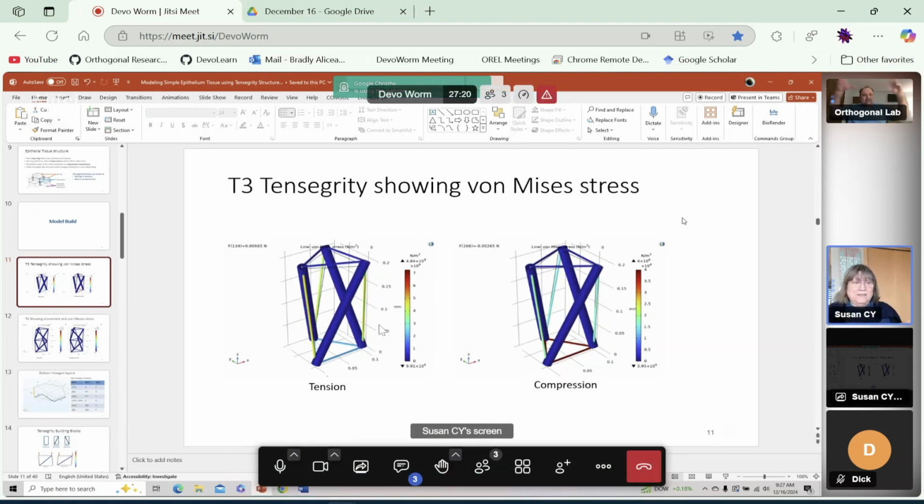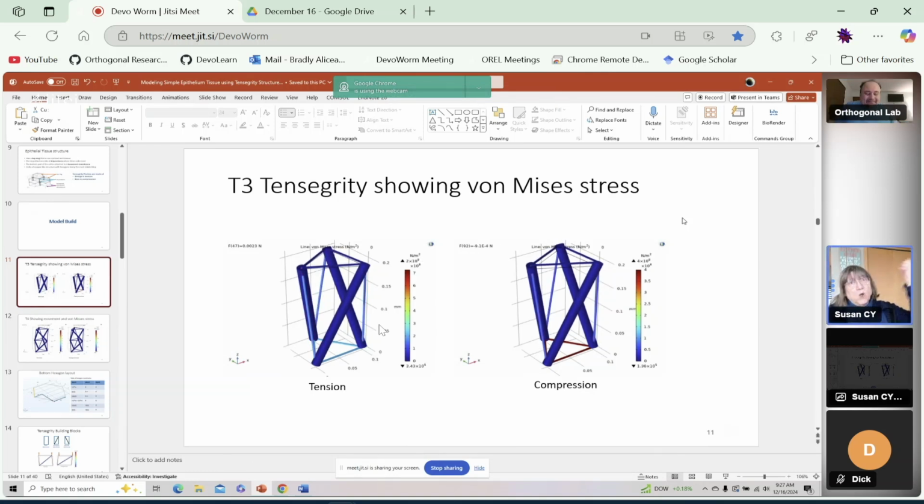Could you have the model, the physical model, actually hold it up and say, here it is. This is a tensegrity structure. And I probably will.